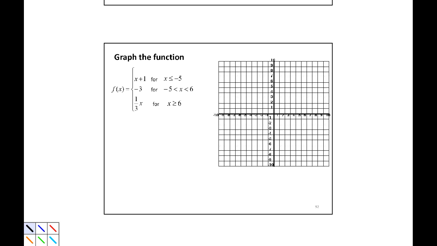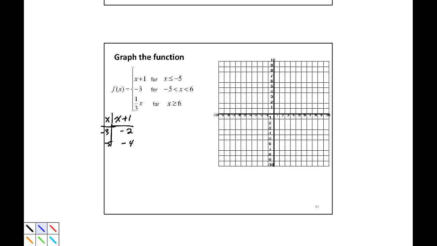So let's just see the x plus 1. Just use that. I definitely want to use the value of negative 5. And since this function is defined for less than or equal to negative 5, I can just do negative 3, something like that. So if I add 1 to each of those, that would be negative 2 and negative 4 respectively. So I'm going to graph those, negative 3, negative 2, and negative 5.